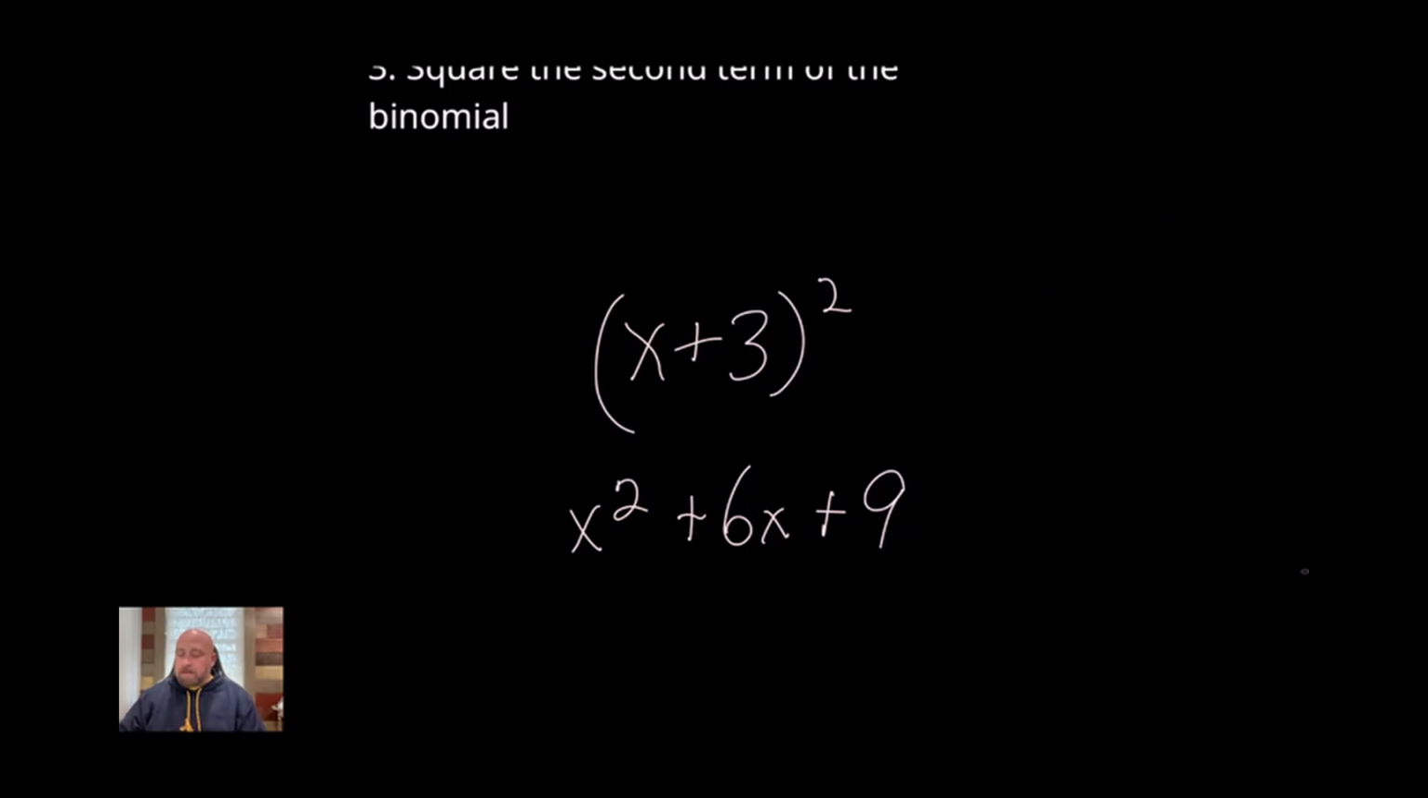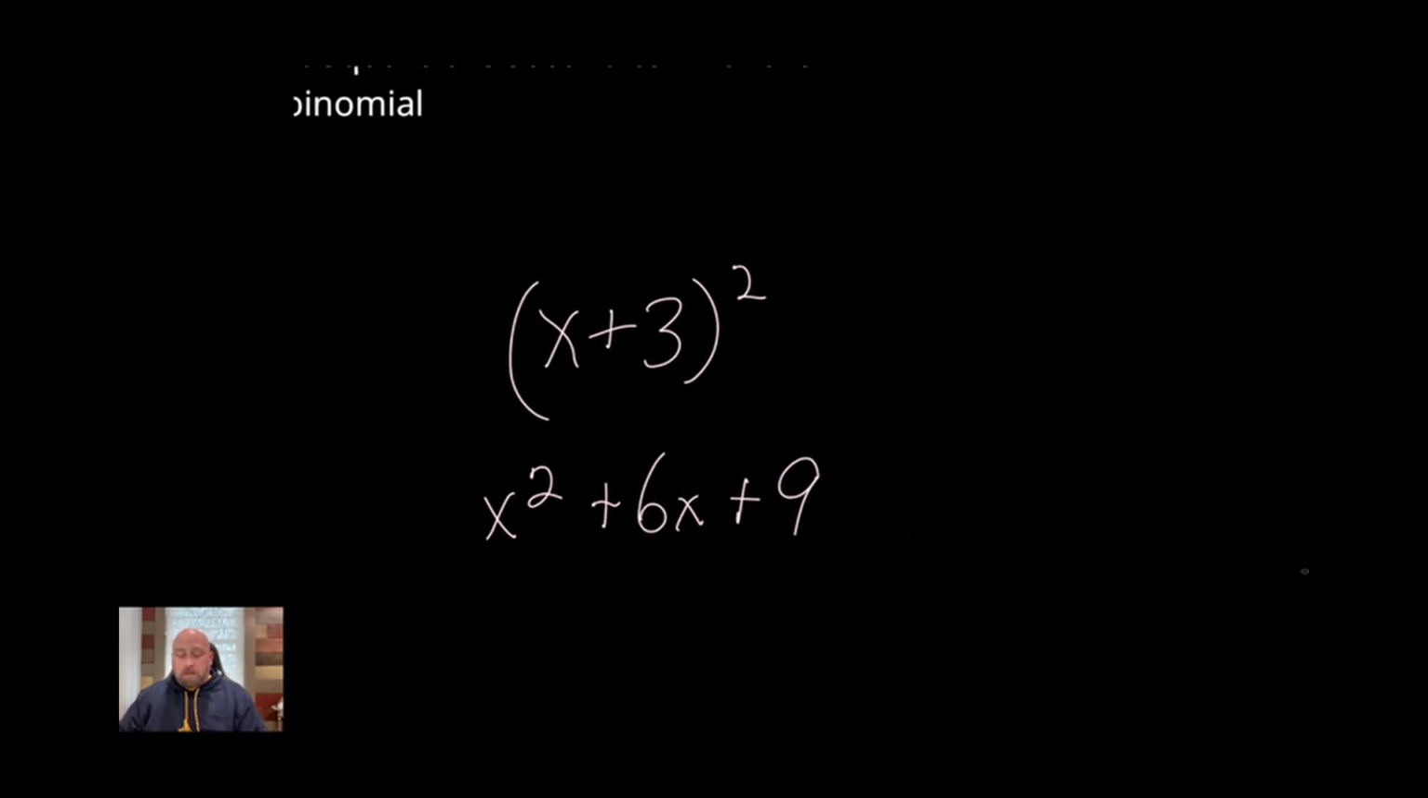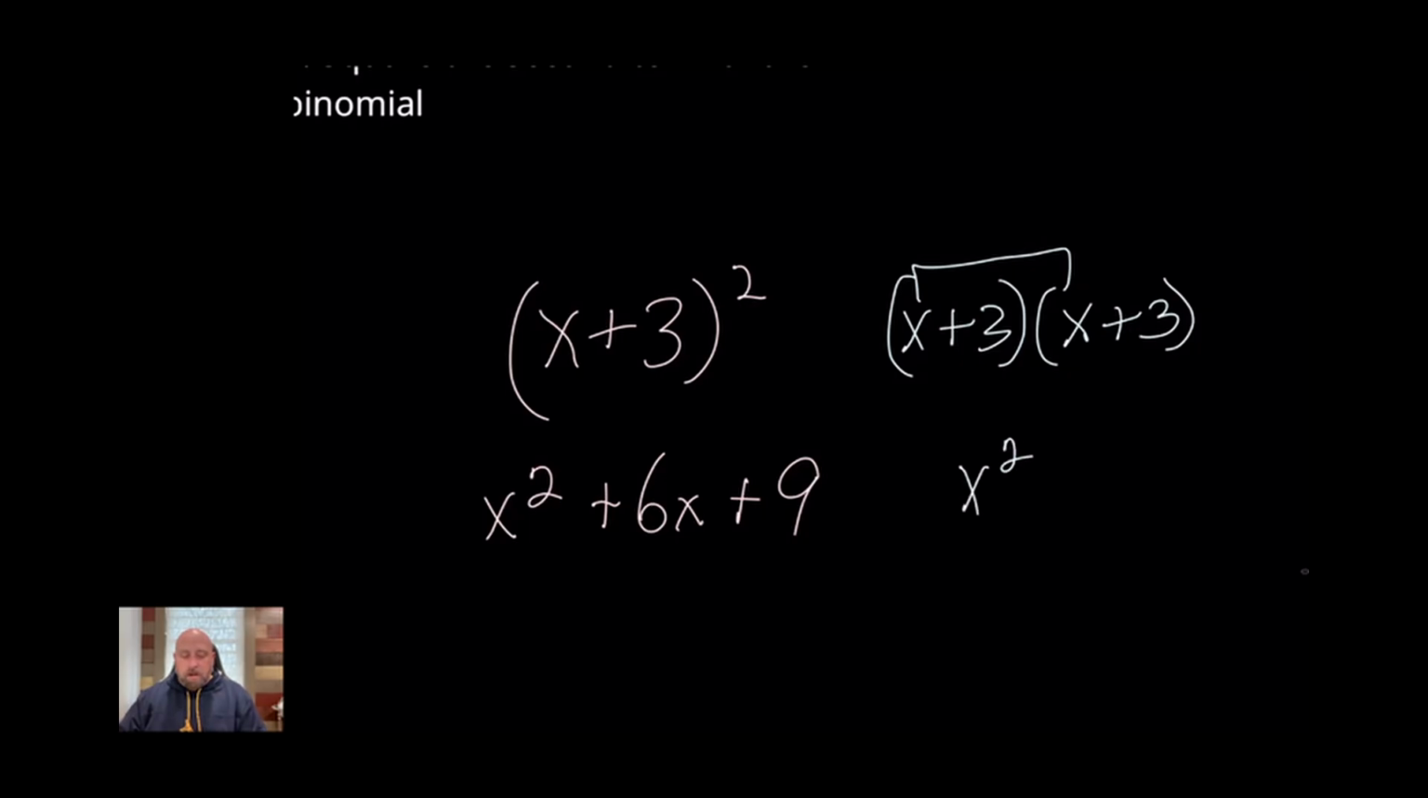So let me get rid of this and let's go back to this and let's actually do one and see, okay, is this actually true? So x plus 3, x plus 3. We're going to actually FOIL this out. So first, this is what we were doing last class, gives me x squared. And then we would do outers.